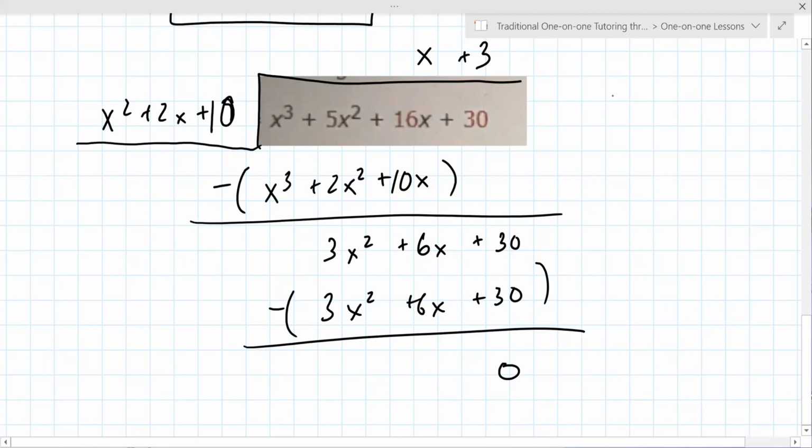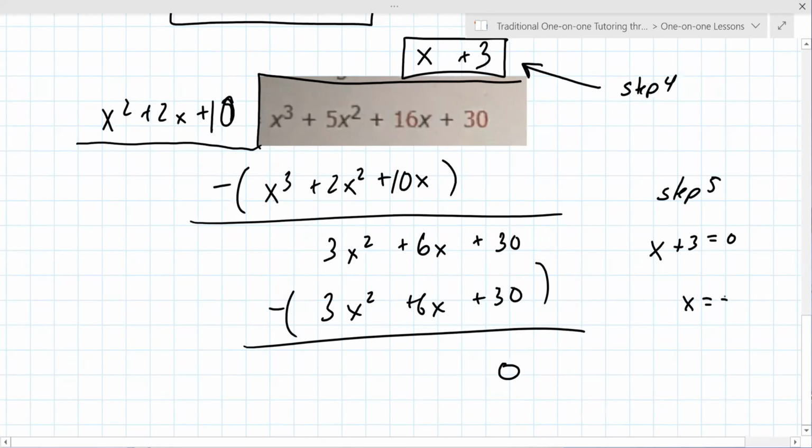So this is your step 4, this box right here, the result of that. And then step 5 is you set the x plus 3 equal to 0, so x equals -3. Got it. Okay. Thank you.